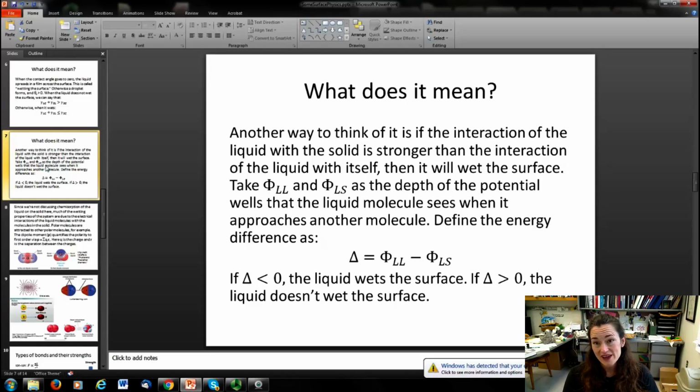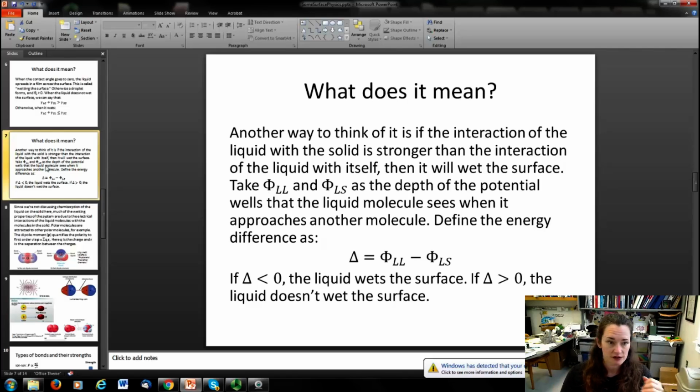phi LL is less than phi LS, and the liquid wets the surface, okay? The liquid likes the surface better than it likes itself, okay? The potential well for the liquid-surface interaction is deeper than the potential well for a liquid with another liquid. Now, if delta is greater than 0, then the liquid doesn't wet the surface. In other words, the liquid likes itself better than it likes the surface because the potential well for the liquid is deeper than the potential well interaction between the liquid and the surface.